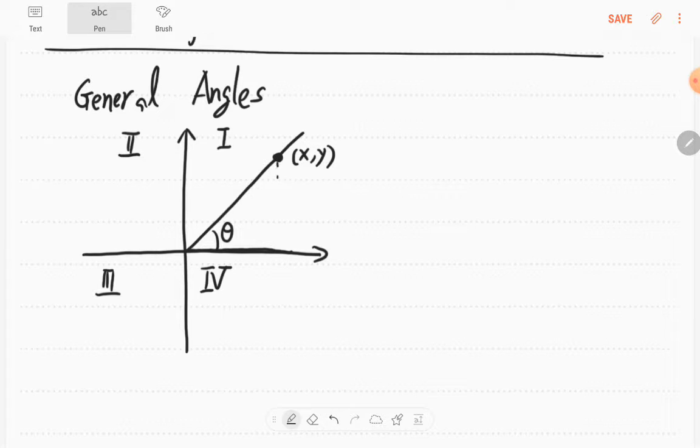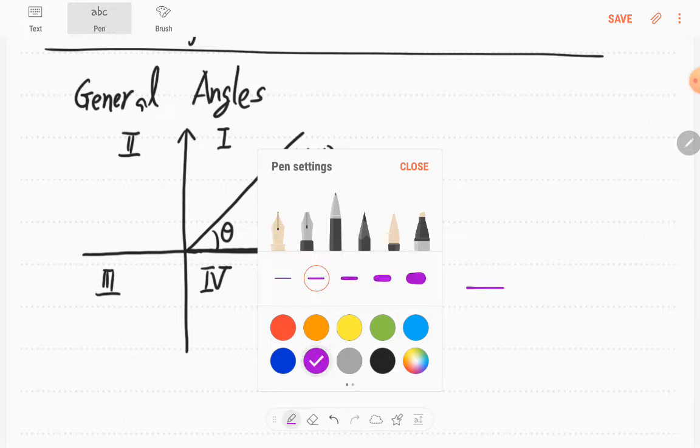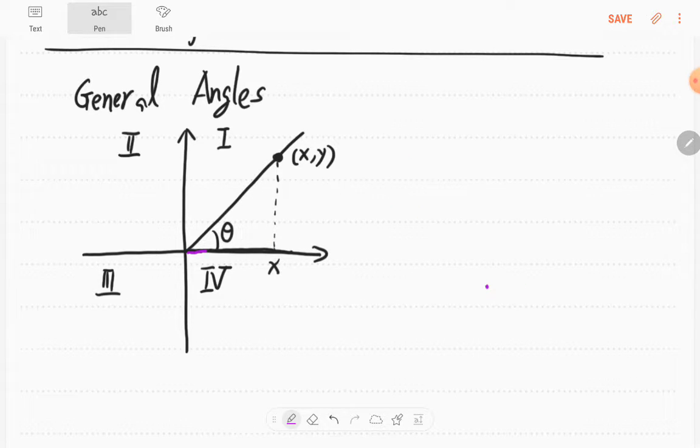So here is x, right? This part, from here to here, is x. I use another color. So this is x, and y is here. This is the y. And we call this line from the origin to this point R.